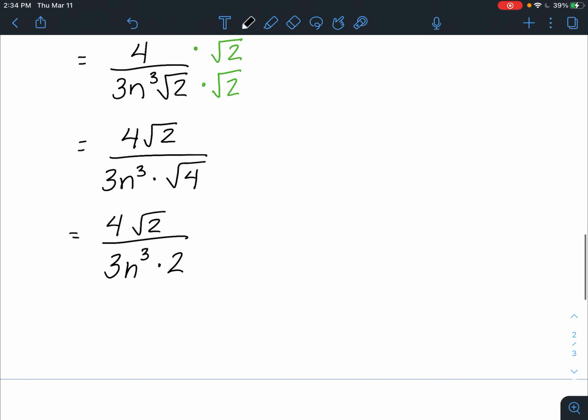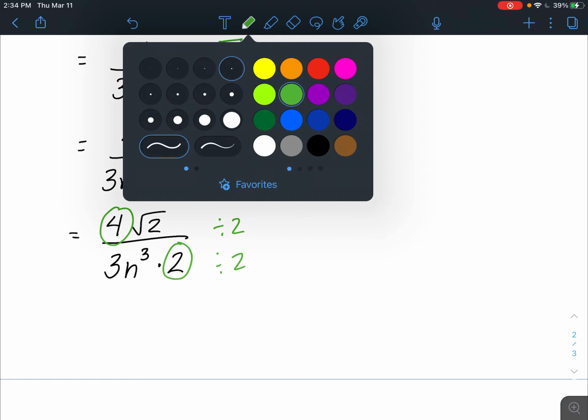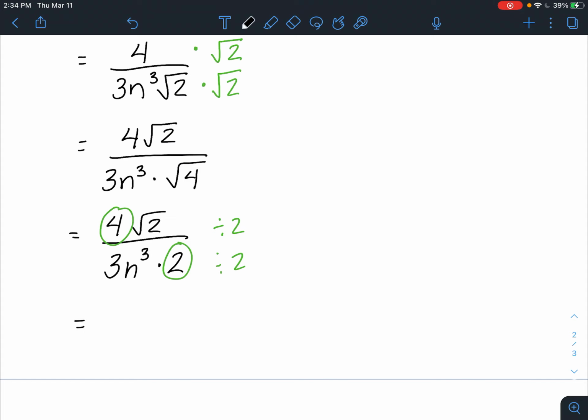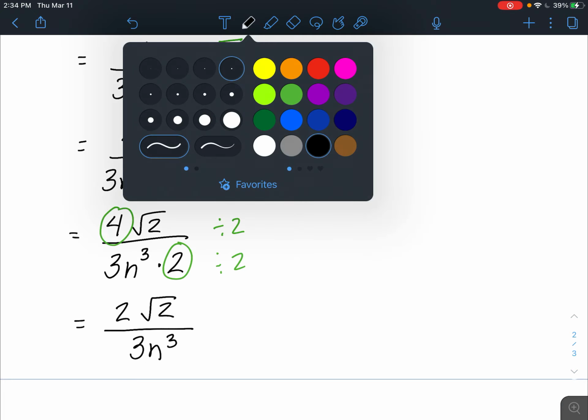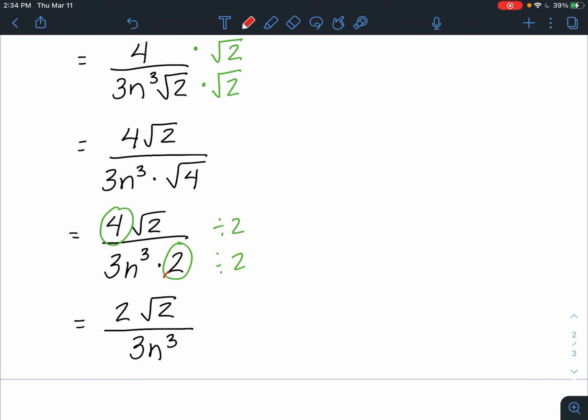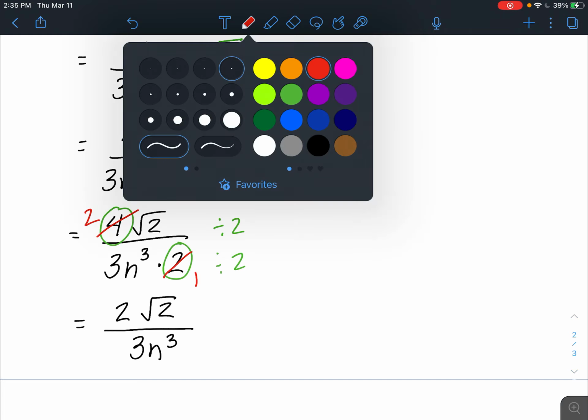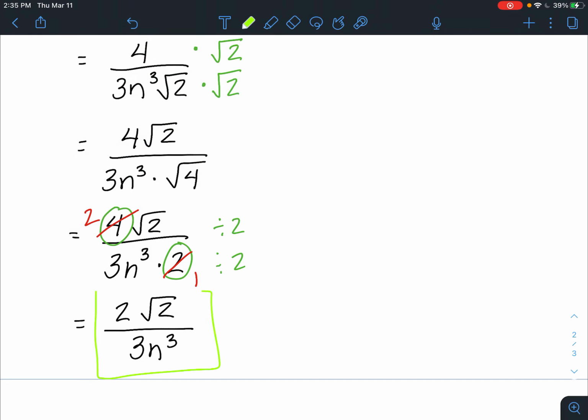And then I can reduce here. So I can, right, 4 and 2, I can divide them both by 2. We're just dividing the outside numbers now. So that's going to reduce to 2 square root of 2 in the top over 3n cubed in the denominator, because when I simplify here, this is going to go away and become 1, and that will become a 2. And that's going to be our final answer there. Let's do one more together.